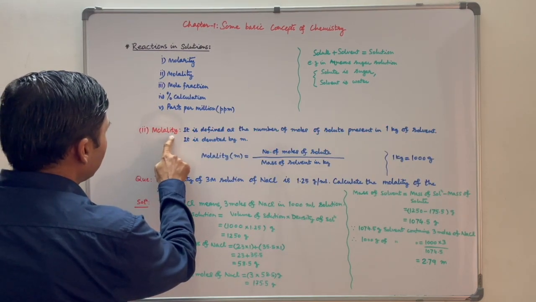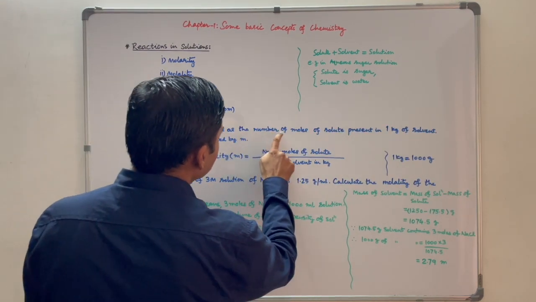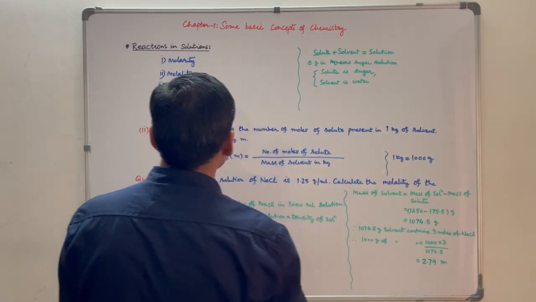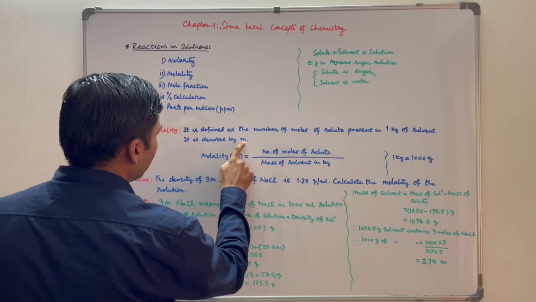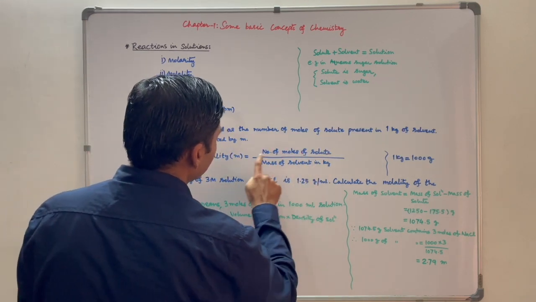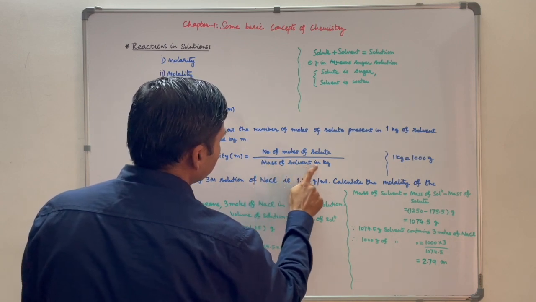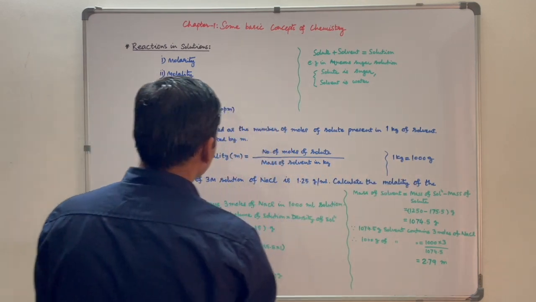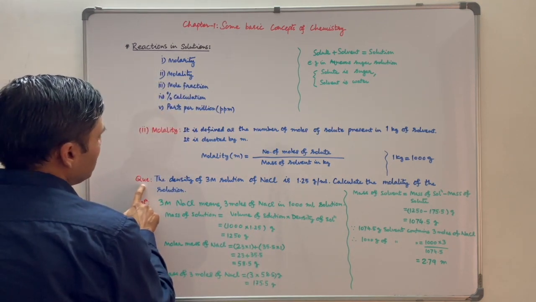Second one is molality. It is defined as the number of moles of solute present in 1 kg of solvent. It is denoted by small m. So molality is equal to number of moles of solute upon mass of solvent in kg. We know that 1 kg is 1000 gram. Let us do one numerical based on it.